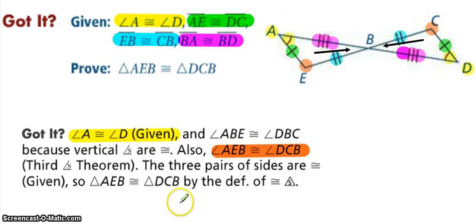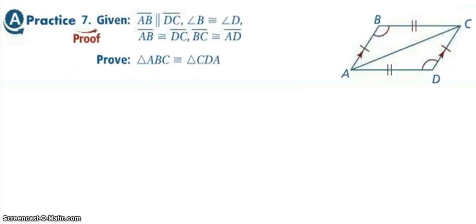And because 3 pairs of sides are congruent, that's all given to us, and we know congruent angles, then we know that these triangles must be congruent. Definition of congruent triangles.